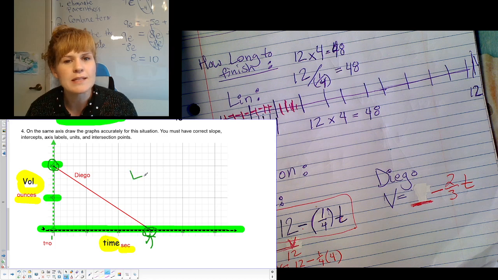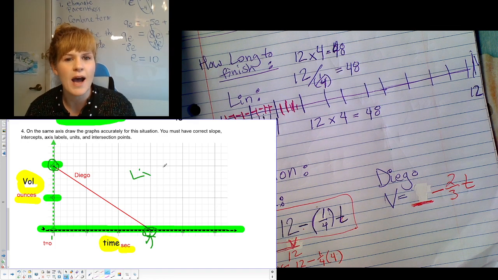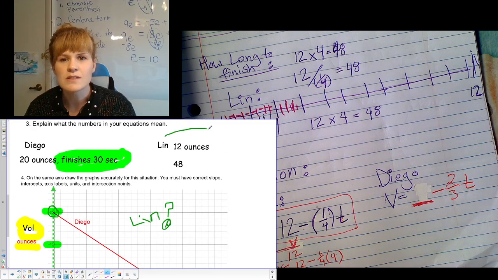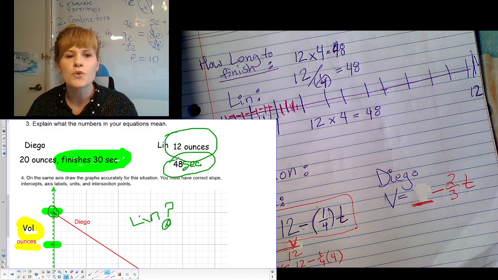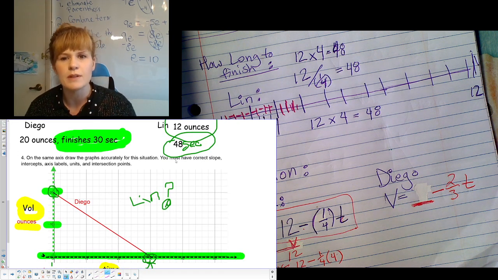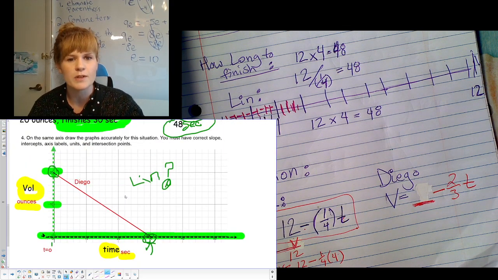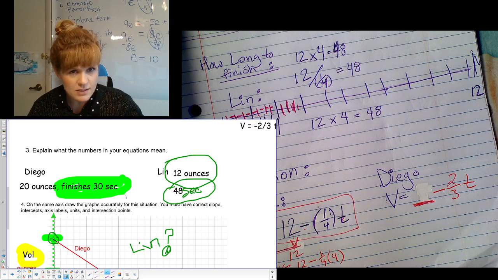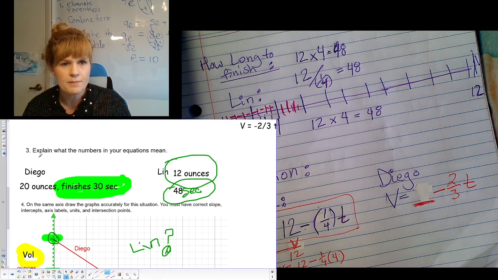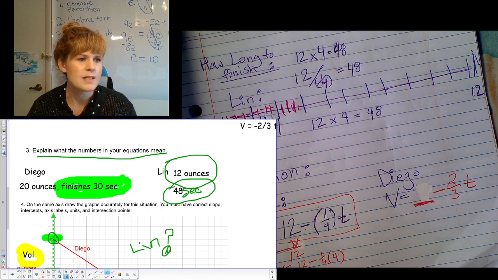Now, what about Lynn's line? You're not finished. You have to draw Lynn's line. But I'm not going to do it for you. I'll let you do that. Look at Lynn's starting volume. And this 48 was supposed to be 48 seconds. That's how long it took Lynn to finish his milkshake. Graph it accurately and label Lynn's name. Okay, get to work, guys. I'll be checking that you have worked accurately and answered all questions. For example, don't forget to explain what the numbers mean in your equations. Get to work, guys. Good job.